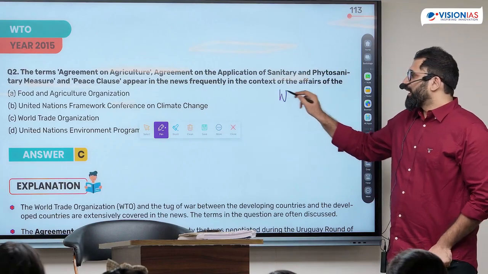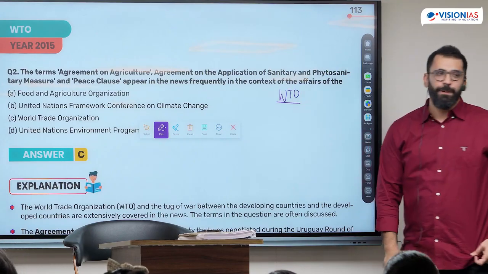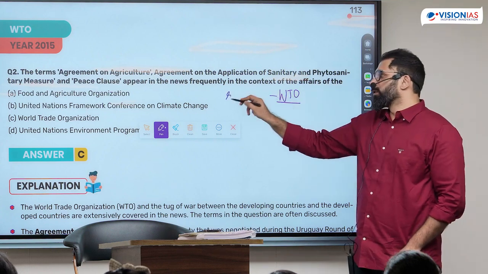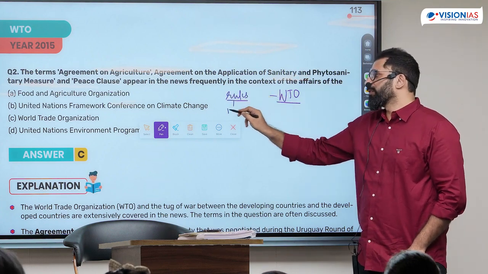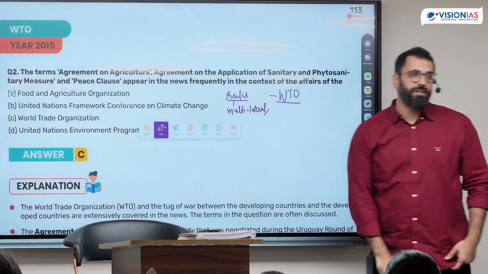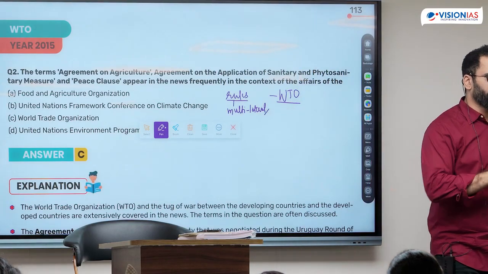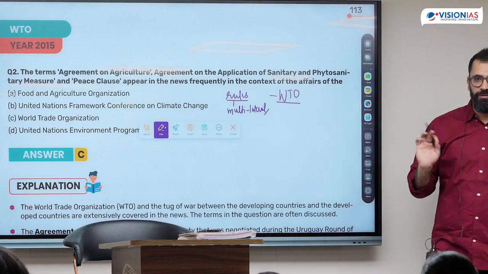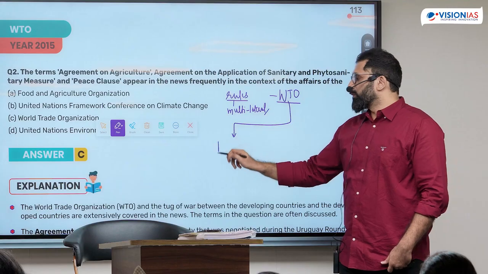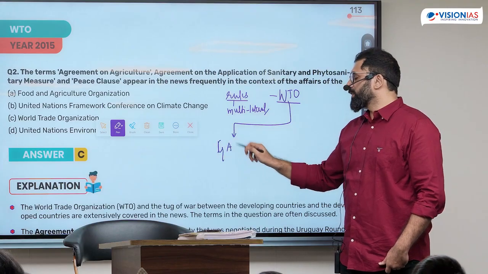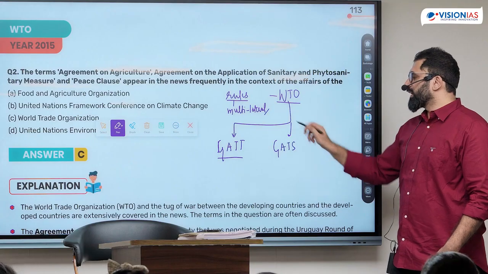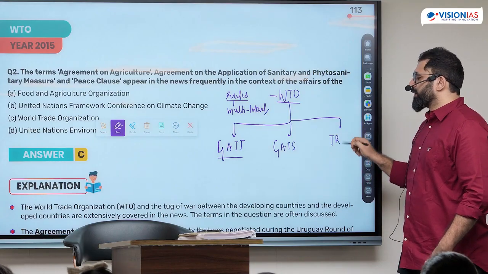WTO. What does the WTO do? Free and fair trade. Rules-based order for multilateral trade, not bilateral or regional trade. Multilateral, that means all of the member nations which are part of it. Rules-based order for that trade. It has three foundational agreements. One is General Agreement on Tariffs and Trade, Agreement on Trade in Services, and TRIPS.